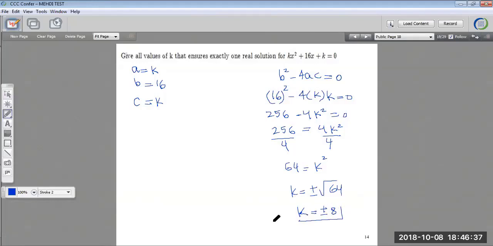So if k is equal to plus or minus 8, then we get one real solution, because that results in b squared minus 4ac equal to 0.